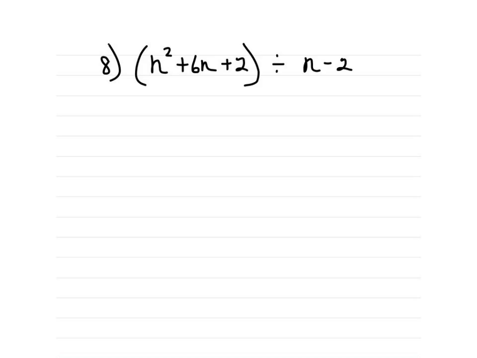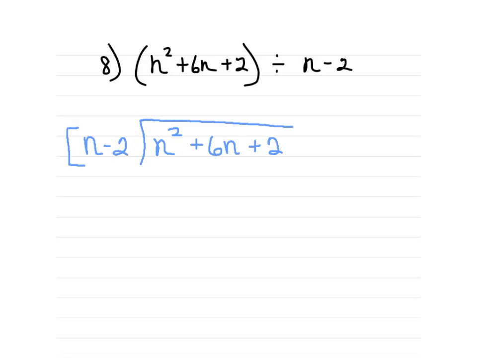Number 8. N squared plus 6n plus 2 divided by n minus 2. Okay, let's set this problem up. N squared plus 6n plus 2 divided by n minus 2. Okay, so again, this is a binomial. So I'm going to start here. Now I notice that I have descending exponents, n squared, n, and a constant. So I'm not skipping any terms there.